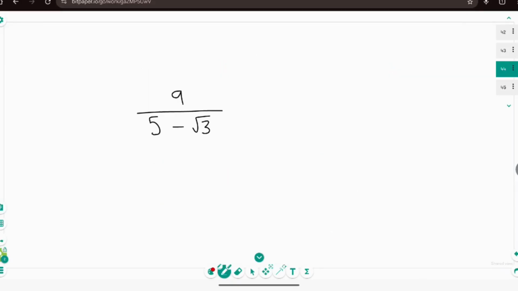I'm going to do one more example before I set you off on some questions by yourself. So what are we going to do here? Well, we're multiplying it by the same expression. Instead of a minus, we always have the opposite sign in the brackets to make the roots disappear. This time the opposite sign of minus is a plus, but I need my 5 and need my root 3.